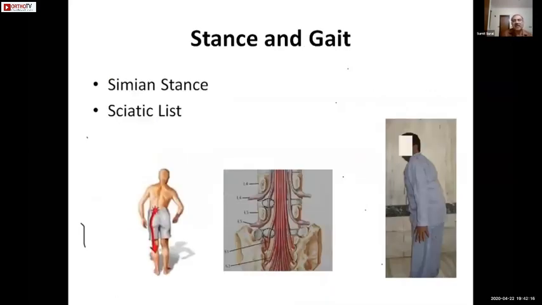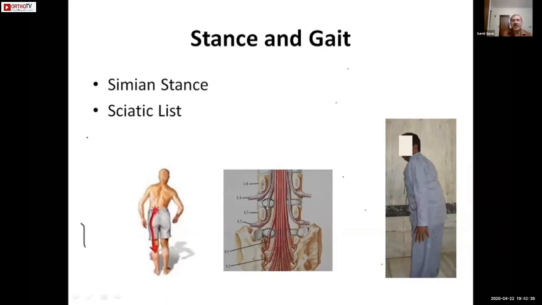Regarding the gait, Dr. Kapoor would be talking about gait. However, I'd like to talk about a few things here. One is the simian stance. Simian means ape-like, so that is a forward stance which is seen in lumbar canal stenosis. And the other thing I would like to talk about is the sciatic list.